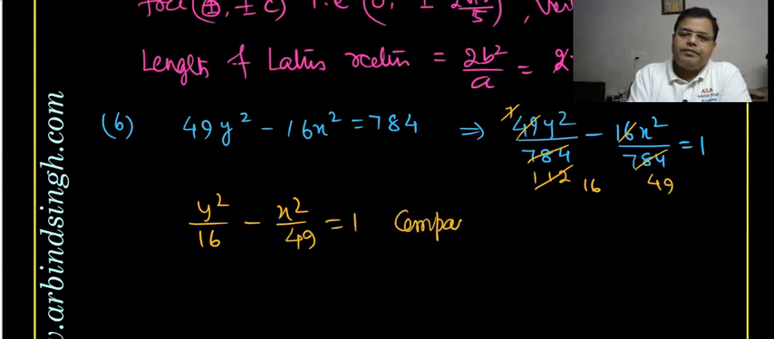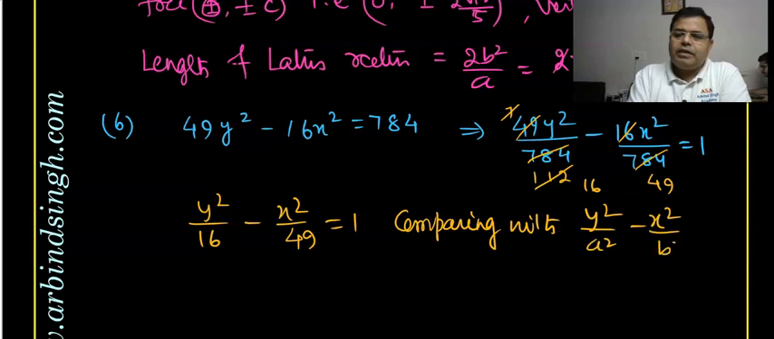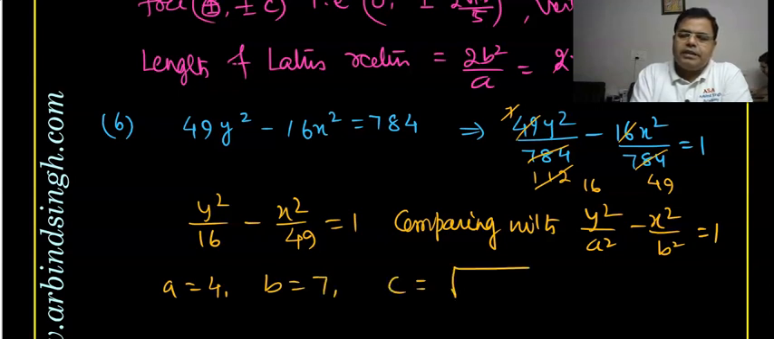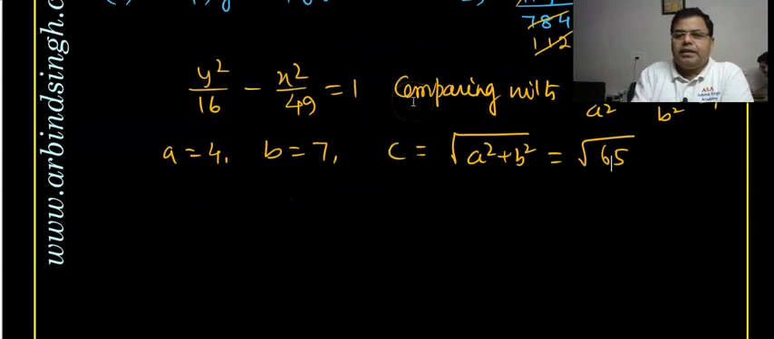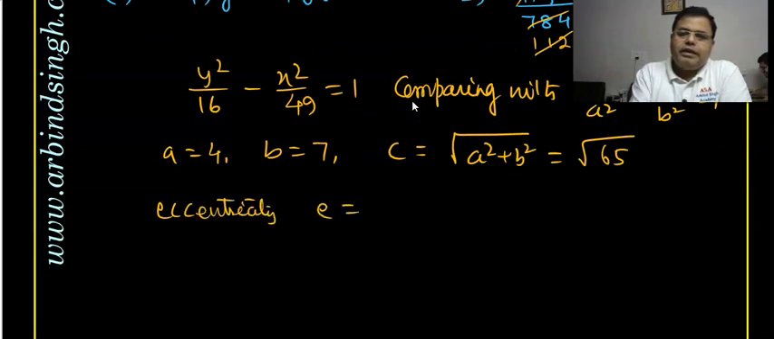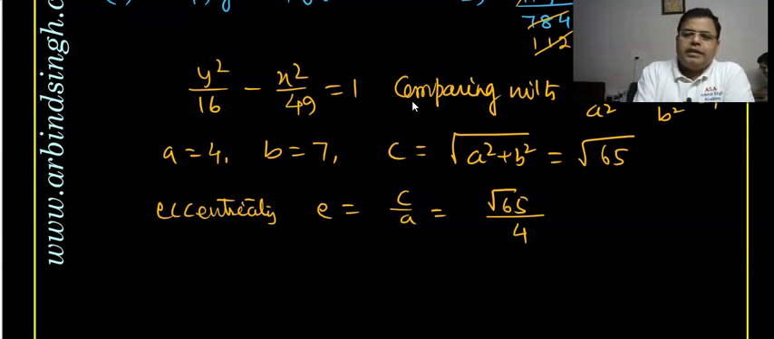So comparing with y square by a square minus x square by b square is equal to 1, we have a is equal to 4, b is equal to 7, so c square is equal to a square plus b square, that is 49 plus 16, which is 65. So c is under root 65. Now eccentricity e is equal to c upon a, that is under root 65 upon 4. So this is the eccentricity.